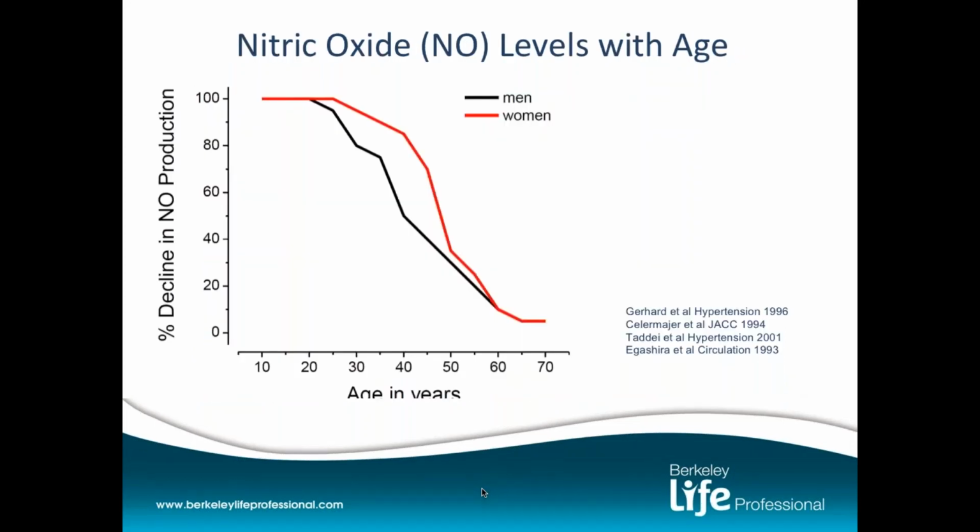Next one. So as we get older, our capacity to make the nitric oxide decreases. By the time we're 50, our NOS enzymes are only functioning about 50%. By the time we're 60, it's only functioning around 15%. And as you can see, as women, we're more protected with nitric oxide until we hit the menopause years, because estrogen will increase our production of nitric oxide through our NOS enzymes. Next slide.